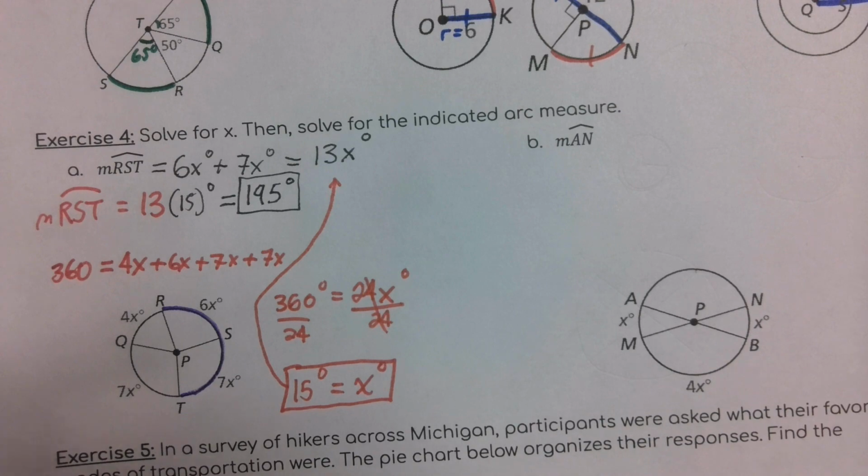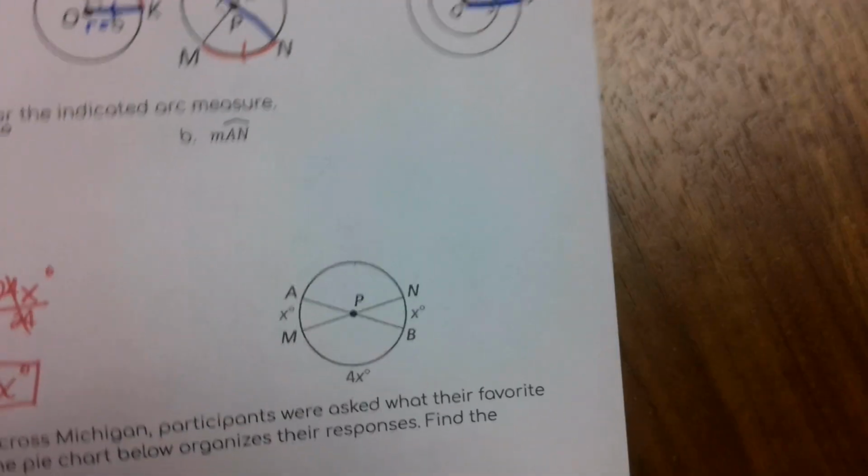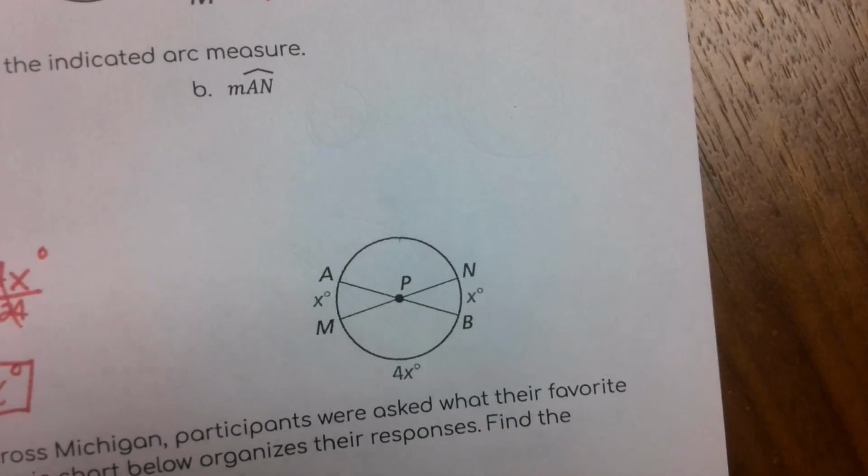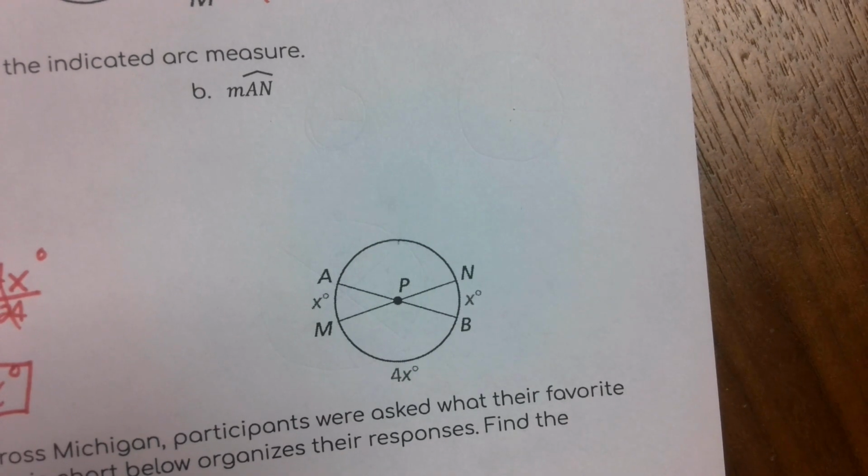I want you to actually pause the video here and give B a shot. I'm going to warn you, not all of the arc measures are marked off, but they are all known in this problem. Pause the video here and see what you can do. Hopefully you've had a chance to pause the video and take a look. Let's see what we can do together.